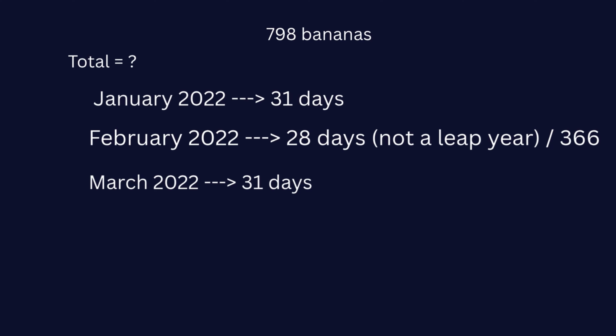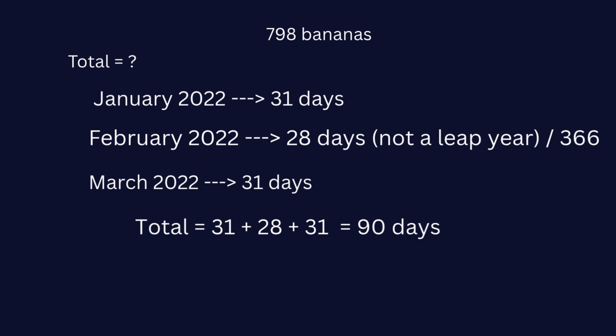So we need to calculate the number of days in each month. We know that in January we have 31 days. In February 2022, we have 28 days, and 2022 is not a leap year, meaning there's no extra day. In March, we have 31 days, so the total days will be 31 plus 28 plus 31. That will give me 90 days.